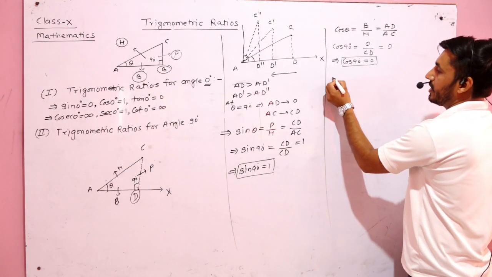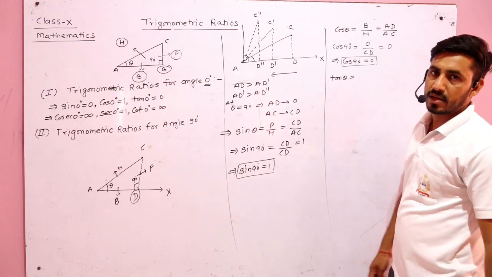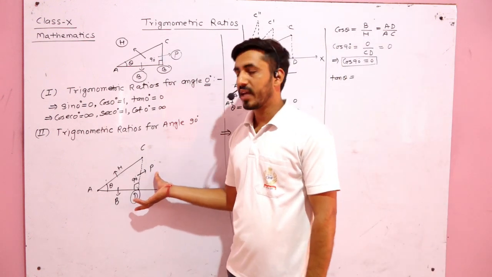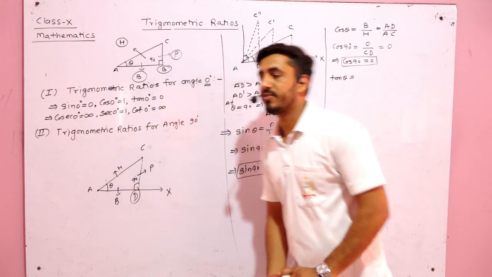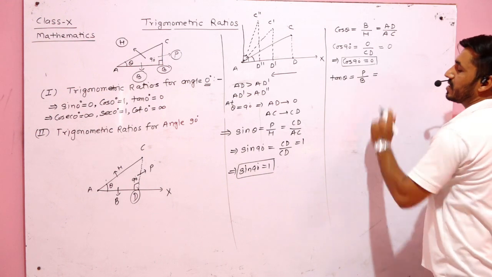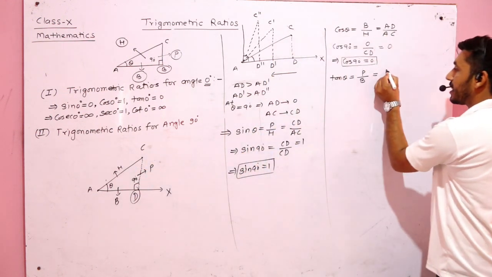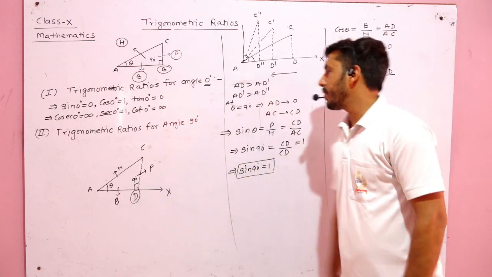Third condition, I am talking about the value of tan theta. You can see from this diagram, what is the value of tan theta? It is perpendicular upon base. Then I can write perpendicular upon base. What is the value of perpendicular? It is equal to CD. Then I can write P is equal to CD, then base is equal to AD.